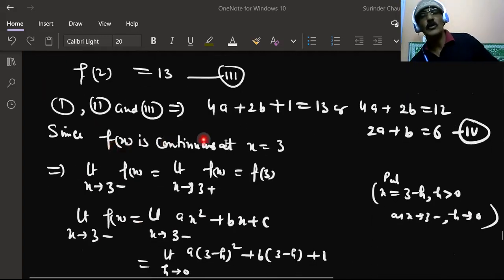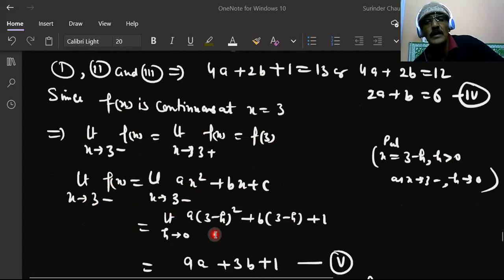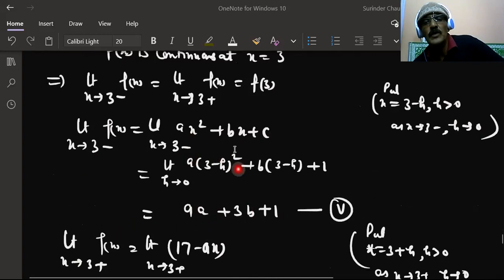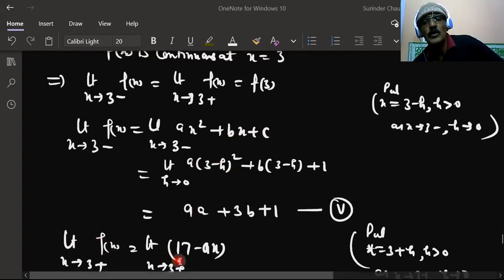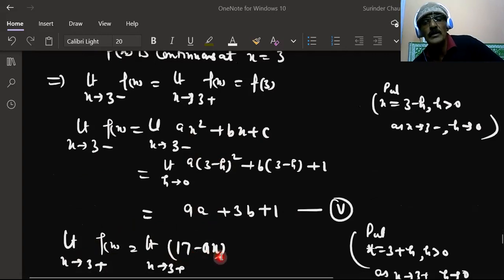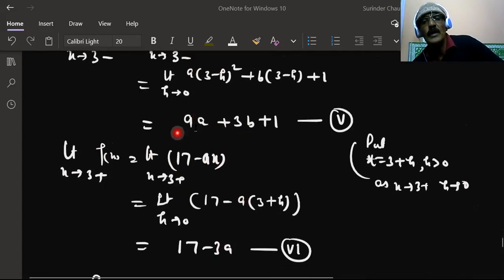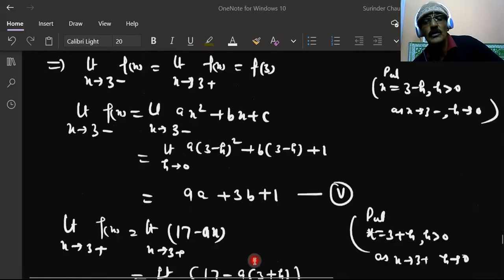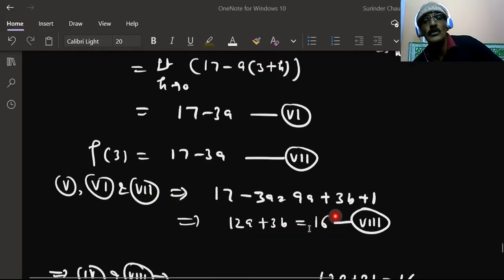Similarly, since f is continuous at 3, the left limit at 3 and the right limit at 3 are equal to f(3). Directly substituting x equal to 3 from the negative side, we get 9a + 3b + 1. From the positive side, it is equal to 17 - 3a. So the left limit is equal to the right limit, which is equal to the value of the function. So we get another equation.